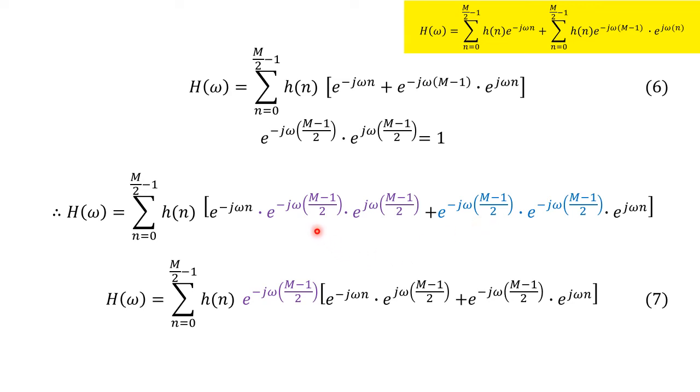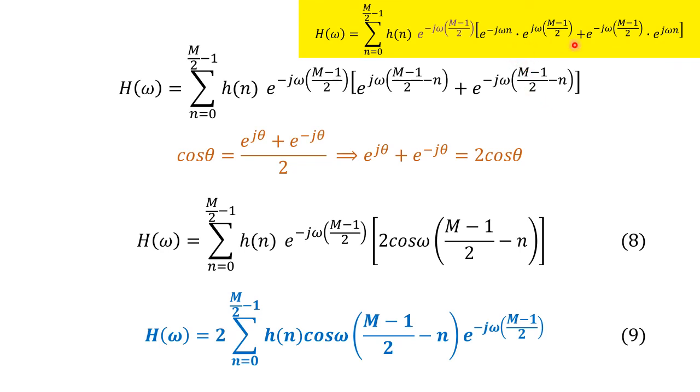So we can take one more as a common factor, and writing the expression, we get h of omega is equal to summation n is equal to 0 to m by 2 minus 1 h of n e to the power of minus j omega into m minus 1 by 2 taken as common factor. Writing the remaining exponentials, we get e to the power of minus j omega n into e to the power of j omega into m minus 1 divided by 2 plus e to the power of minus j omega into m minus 1 divided by 2 into e to the power of j omega n. Now this is what we had obtained.